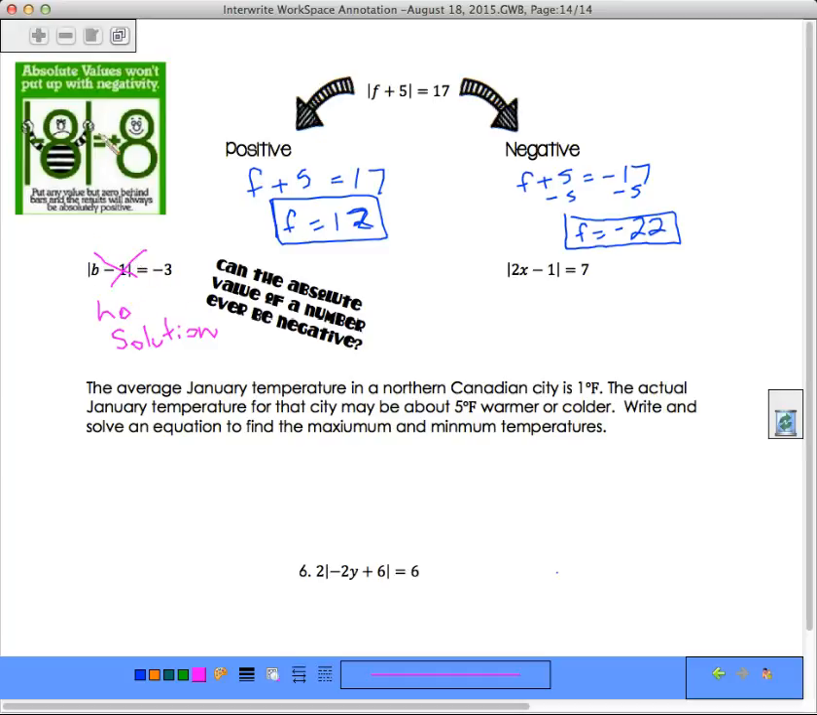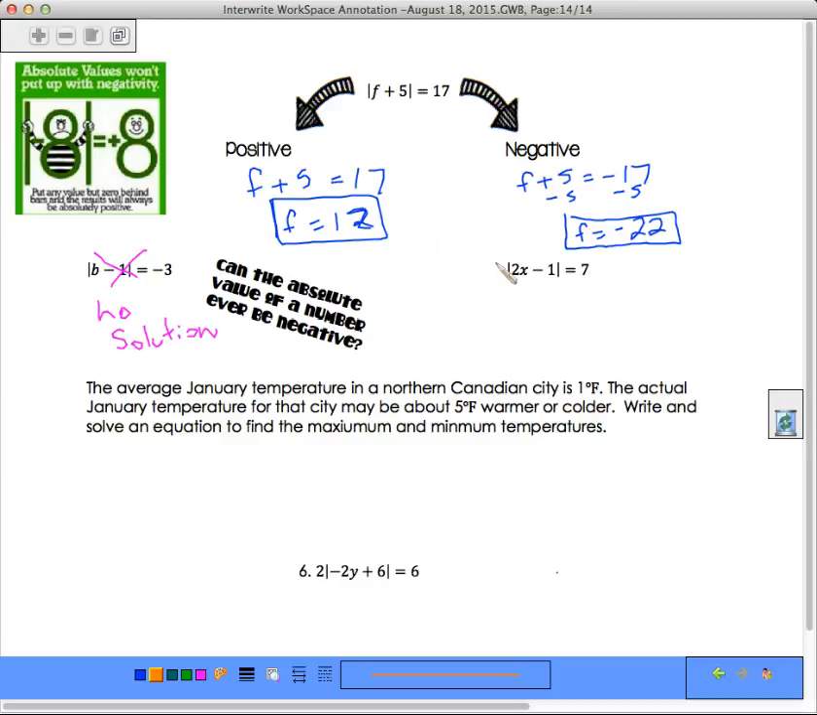Okay, so that's what this little guy up here is telling us. It says the absolute value won't put up with negativity. So the absolute value of a negative is positive. This number is always going to be positive. Okay, it says put any value but 0 behind bars, and the result will always be absolutely positive. This has to be positive. So it's negative, no solution. We move on. So looking at another one.